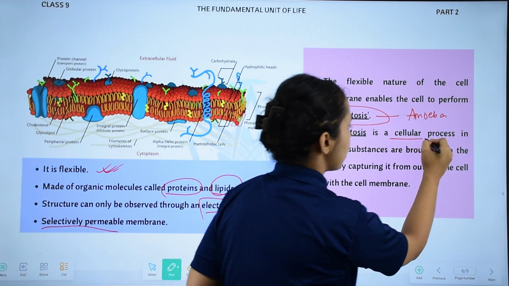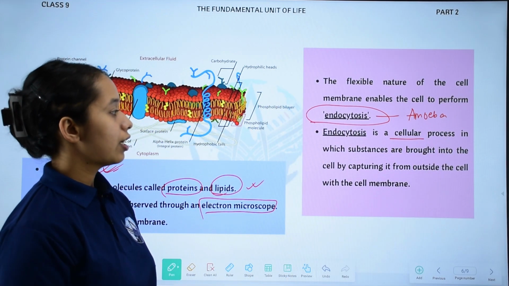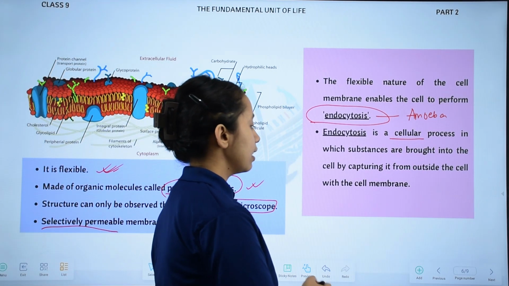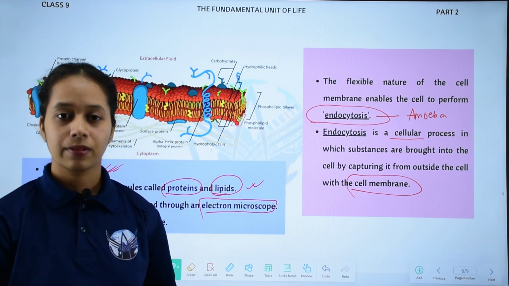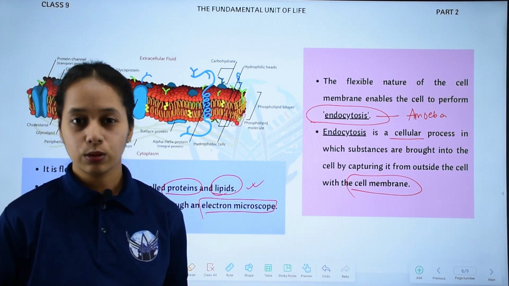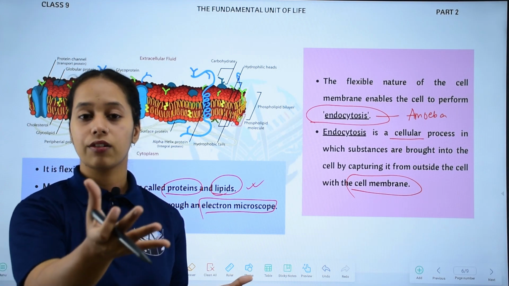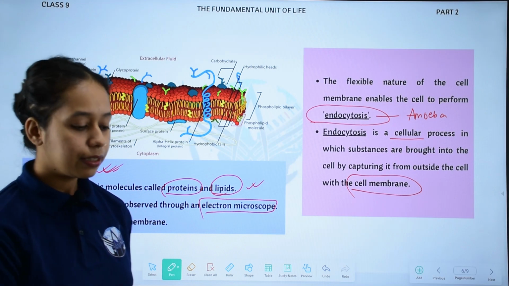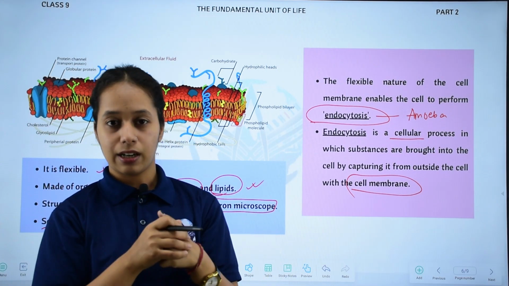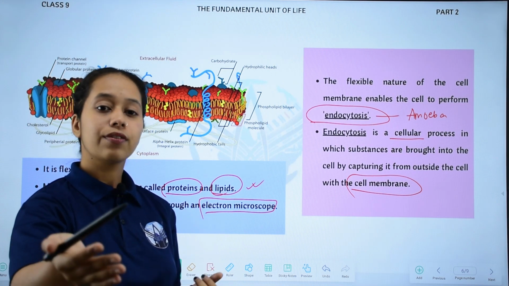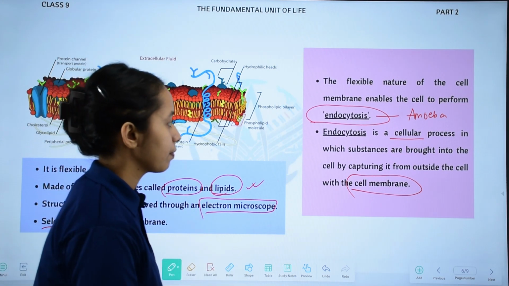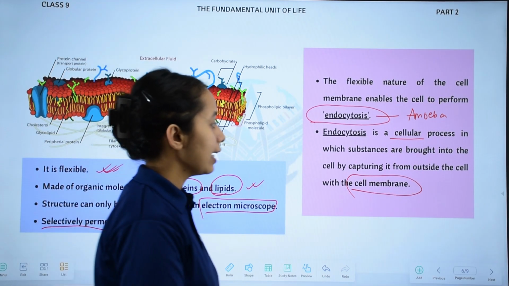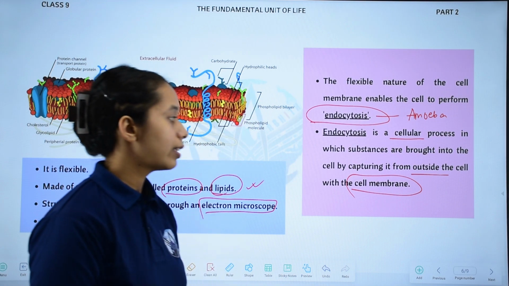Endocytosis is a cellular process in which substances are brought into the cell by capturing them from outside the cell with the cell membrane. For example, amoeba needs to get food from its external surroundings. So the cell membrane of amoeba gathers food from outside and allows that food to get inside the cell. Substances are brought into the amoeba cell by capturing them from outside with the cell membrane.